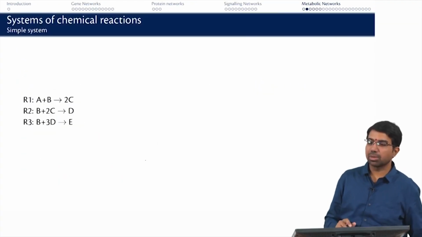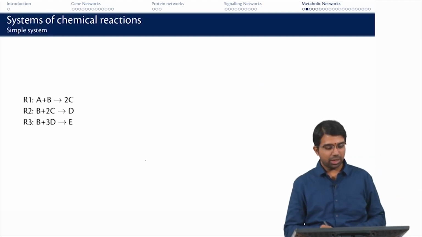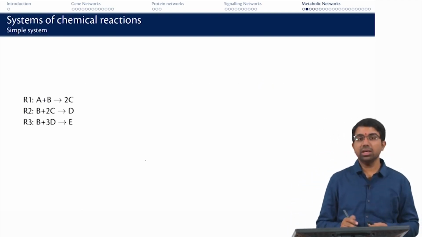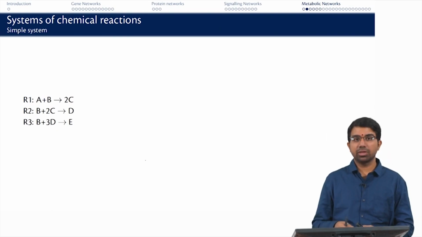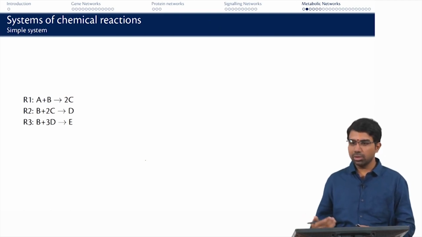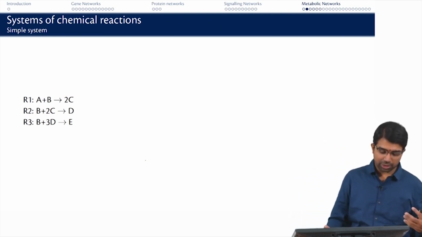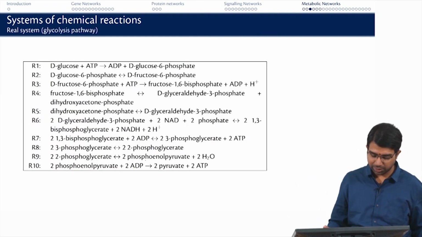This is a simple system of chemical reactions, right. You have A plus B giving 2C, which means that 2 moles of C are produced from the reaction between 1 mole of A and 1 mole of B, that is, 2 molecules of C. And then you have B plus 2C giving 2D, so here the stoichiometric coefficients are different.